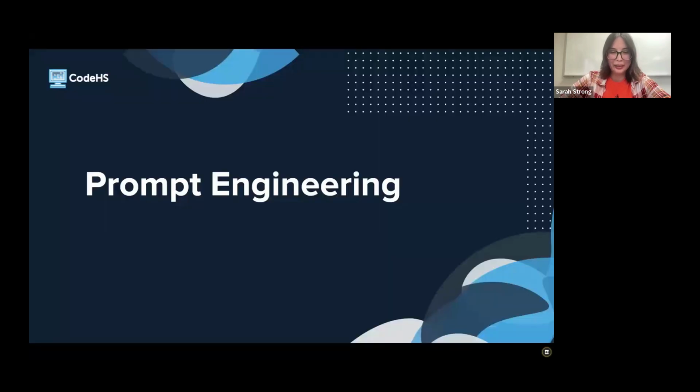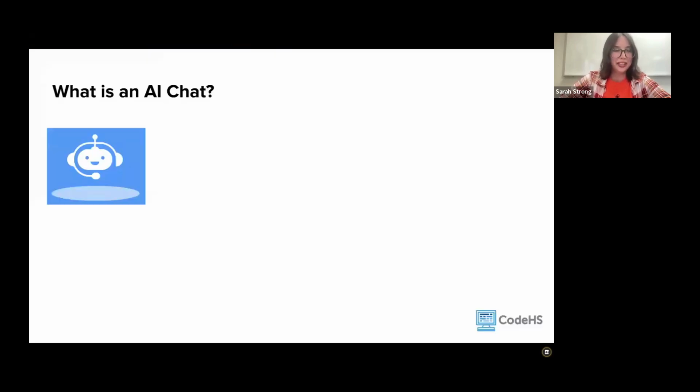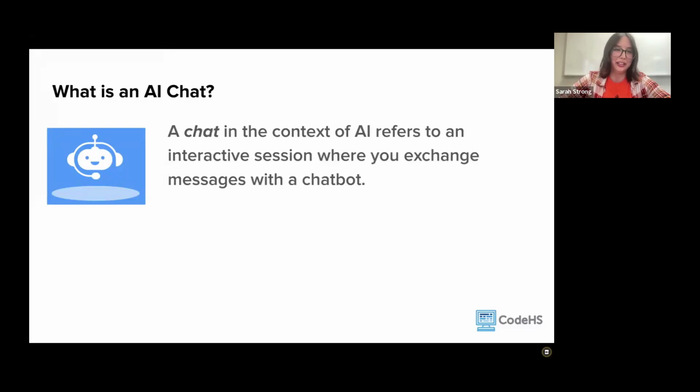All right, so let's talk about prompt engineering. So how do we get AI to produce output that is useful to us? So first, you may have heard of chatbots. So first, what exactly are those?